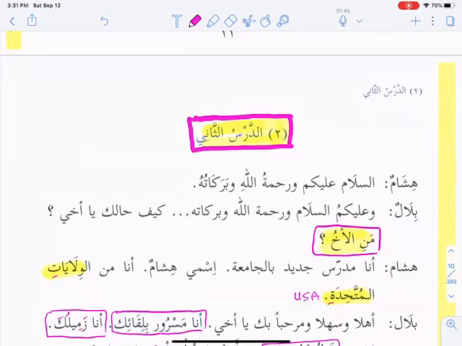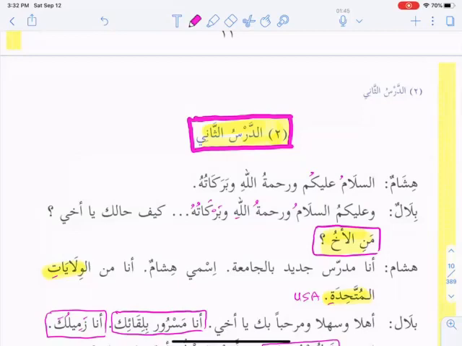Hisham: Assalamu alaikum. Assalamu alaikum wa rahmatullahi wa barakatuh. Bilal: Okay, wa alaikum assalamu wa rahmatullahi wa barakatuh. Try to put vowel signs, see if you can do it. Wa alaikum assalamu wa rahmatullahi wa barakatuhu. See if you can do it.